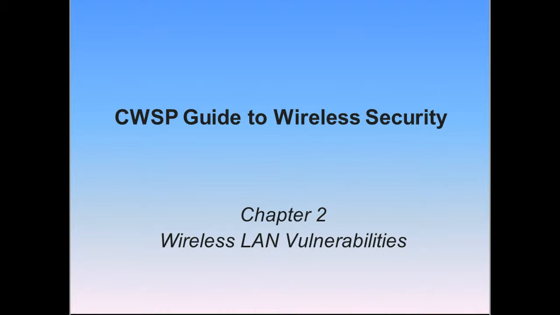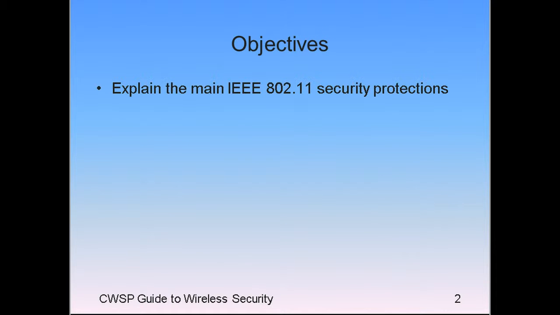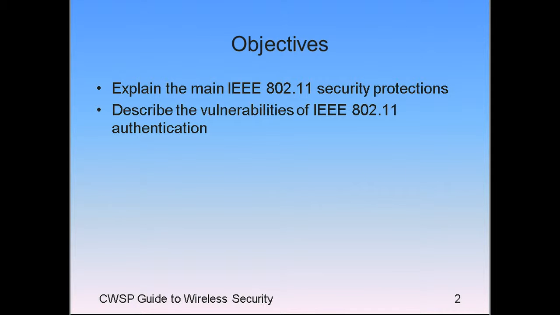So the wireless LAN vulnerabilities, chapter 2. The first one is explain the main 802.11 security protections. Second objective, describe the vulnerabilities of the 802.11 authentication. And authentication in this case is going to be the authentication of the wireless access point, because we, unlike in a wired network, can't lock the doors and determine who's actually plugged in to the system.